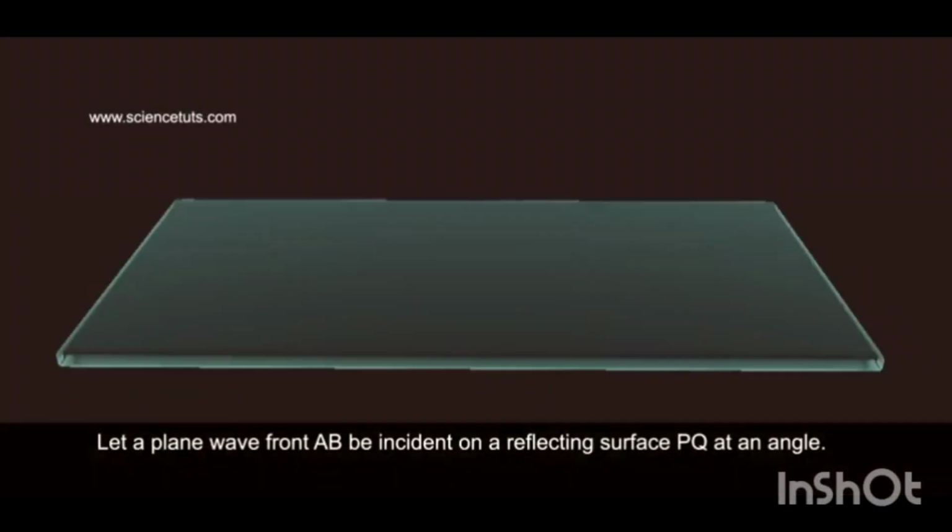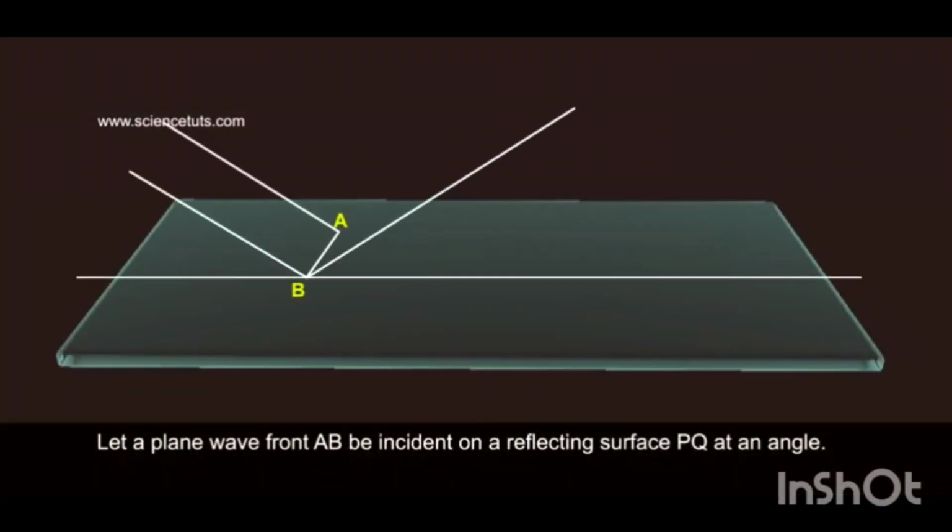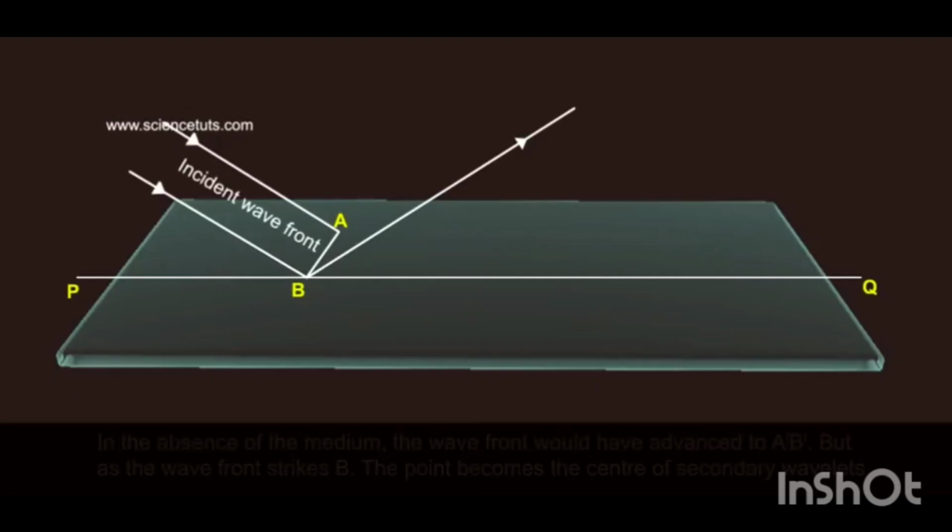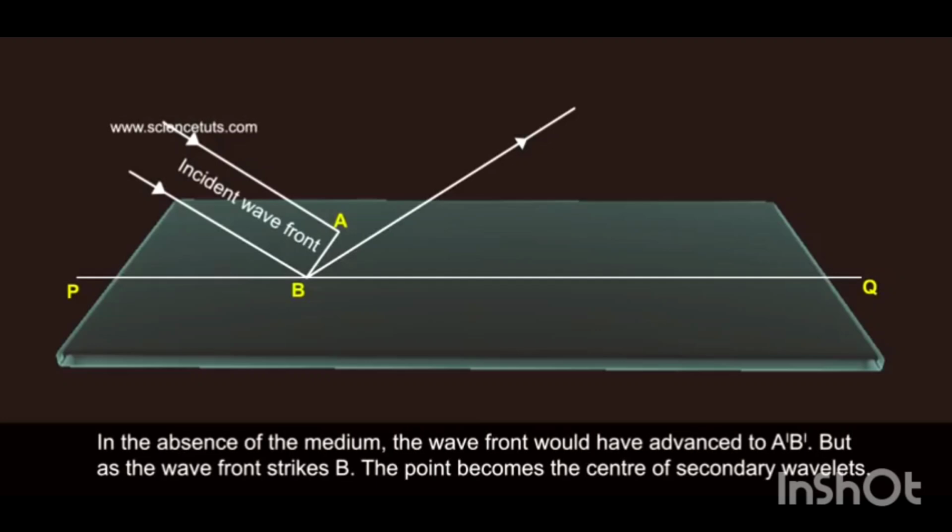Laws of reflection on the basis of Huygens construction. Let a plane wave front AB be incident on a reflecting surface PQ at an angle. In the absence of the medium, the wave front would have advanced to A'B'. But as the wave front strikes B, the point becomes the center of secondary wavelets.